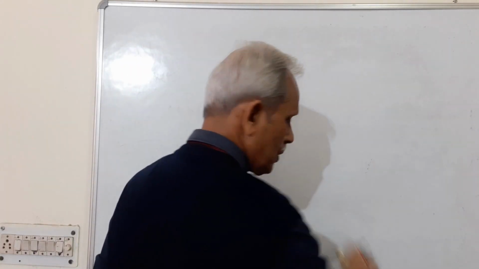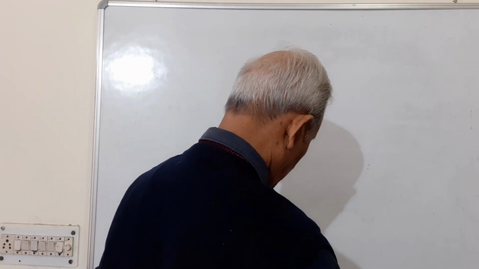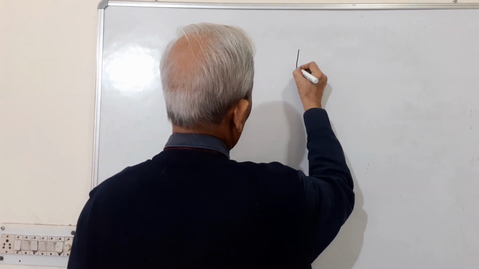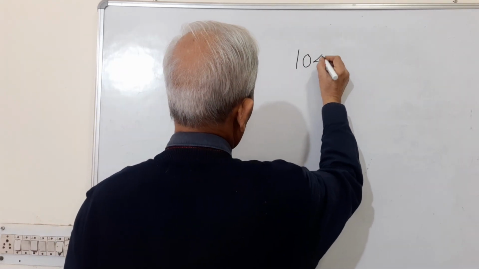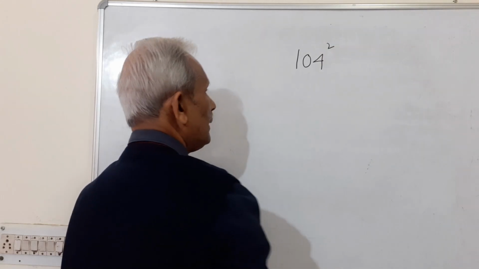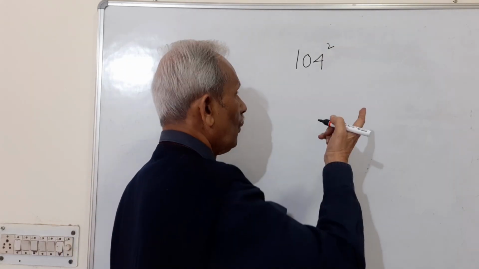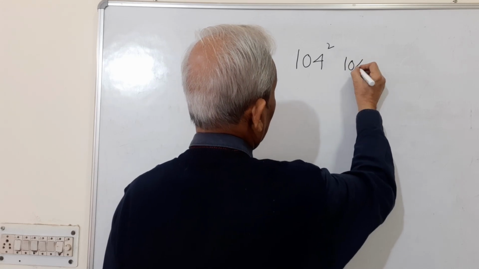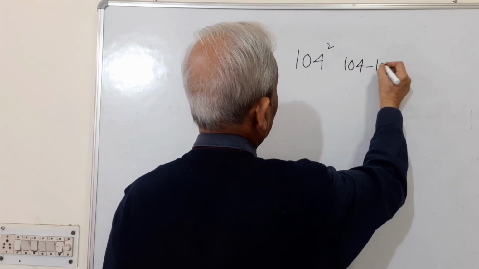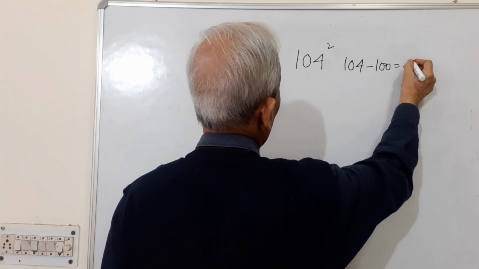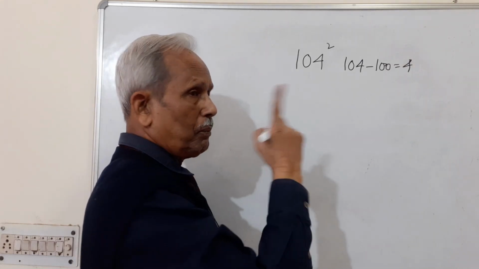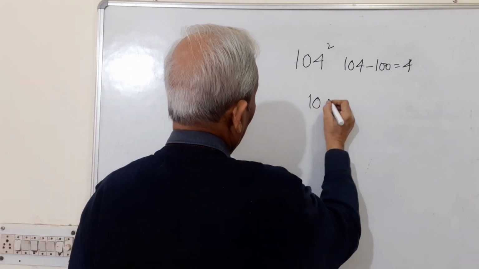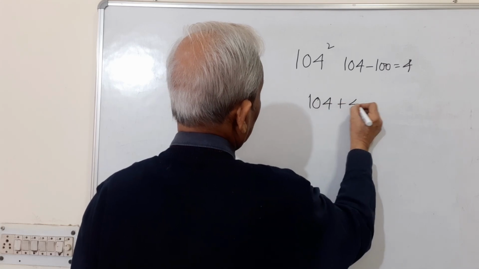Well, now let us do the fifth problem. Say 104 square. 104 square, what is the nearest base? 100. And the difference is 104 minus 100, which is 4. Okay? That means we have to add 4. So 104 plus 4 is 108.